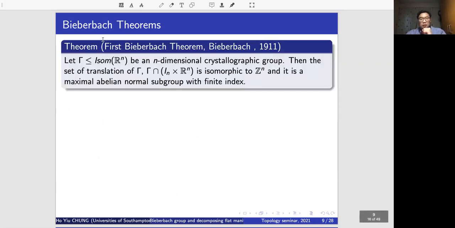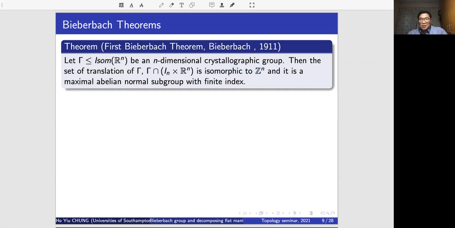All right. The first one, we call the first Bieberbach theorem, is proved by Bieberbach in 1911. It says that if gamma is an n-dimensional crystallographic group, then the set of all translations, which means the elements inside the group such that the matrix element that corresponds to the orthogonal group is the identity, is isomorphic to Zn. And it is the maximal abelian normal subgroup with finite index.